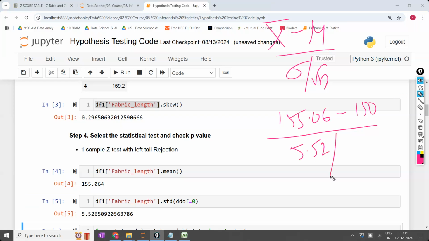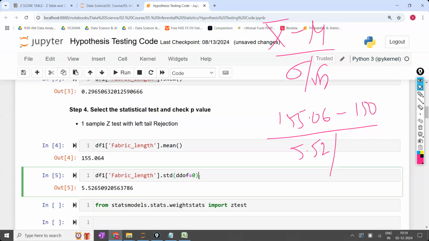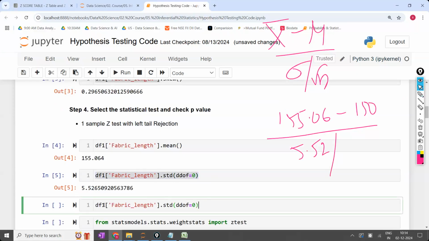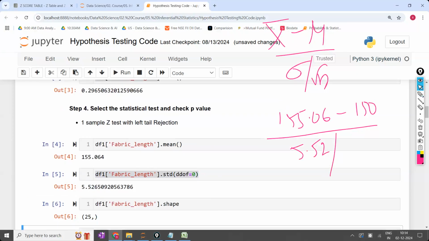Divide by, what is the number of samples? 25. They have given it in the question, but here you have to check. How to check here? You are going to take dot shape. In the shape you are going to get a tuple. In the tuple I want the number of rows. How to get the number of rows exclusively? Index number 0, because in the tuple the first value is extracted by using indexing.